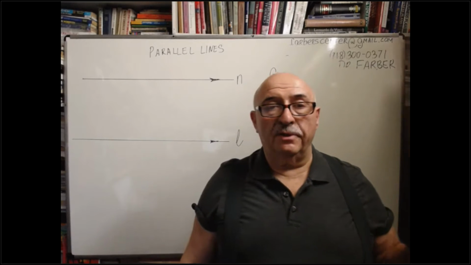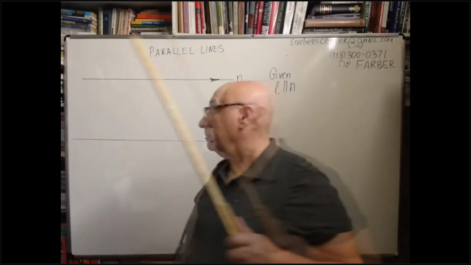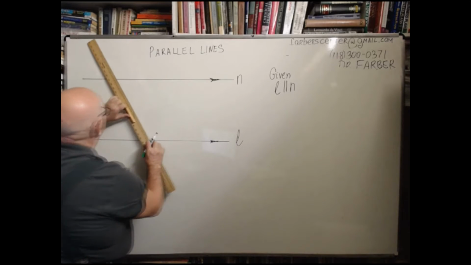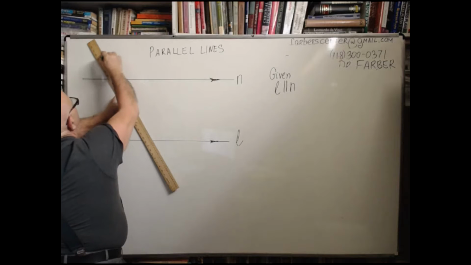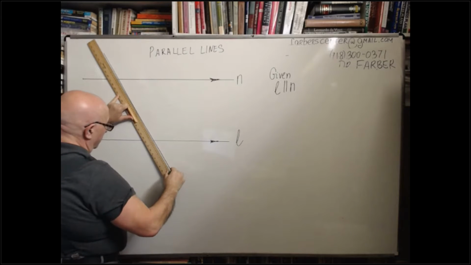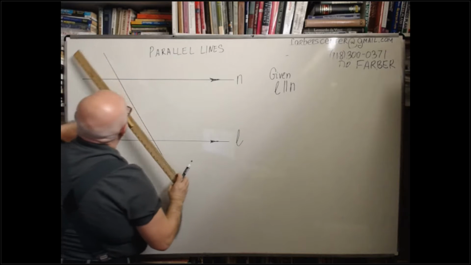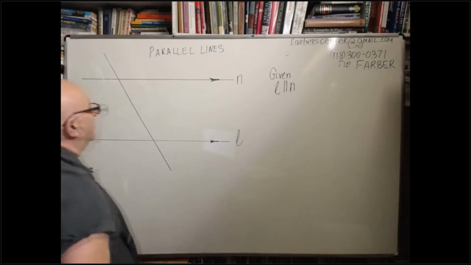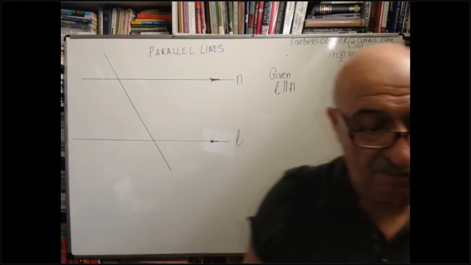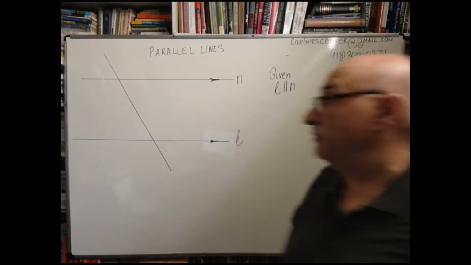I will cut this by a transversal. For instance, like this. This is a transversal. Okay. I want to study with you the properties of different angles of this.